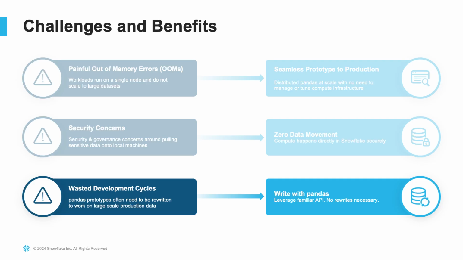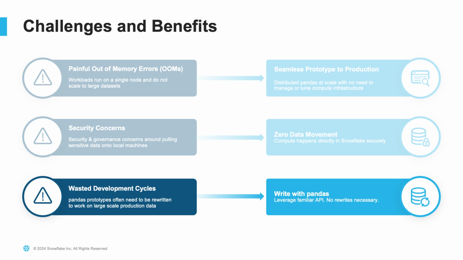One of the most common things that we hear from customers is that they often need to rewrite their Pandas code into Snowpark or Spark in order to work on larger scale data in production. This involves substantial amount of developer time and hand optimization and rewriting. So with the Snowpark Pandas API, there's no need to rewrite your Pandas code. Developers can leverage their familiar Pandas API, freeing them up to focus on optimizing for business outcomes and putting more pipelines in production.